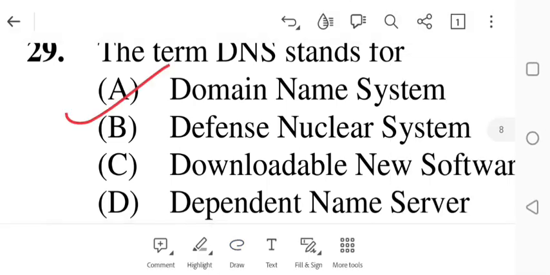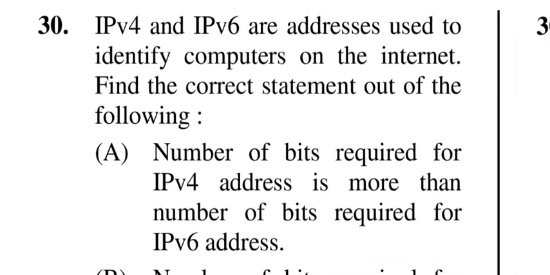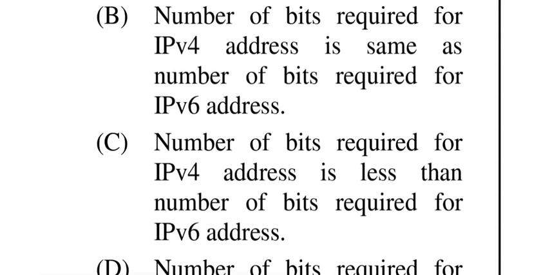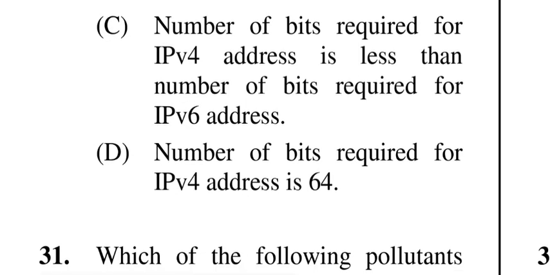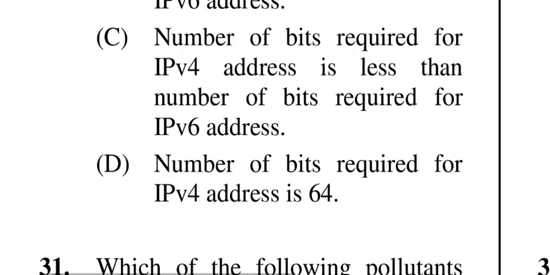Domain name system. Then 30 says IPv4 and IPv6 are addresses used to identify computers on the internet. Now we have to find the correct statement out of the following. A, number of bits required for IPv4 address is more than for IPv6 address. B, the same. C, less than. D, number of bits required for IPv4 address is 64.